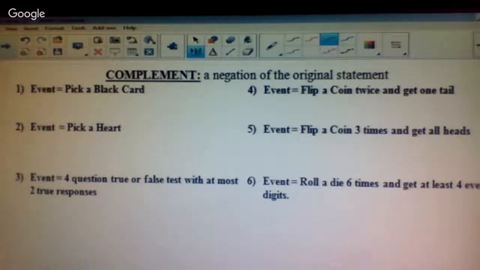Okay, so what a compliment means in math is not the event. It's the opposite of what you see. So if my event is picking a black card, what is the compliment? Okay, so your compliment is technically not a black, which is also known as a red card.